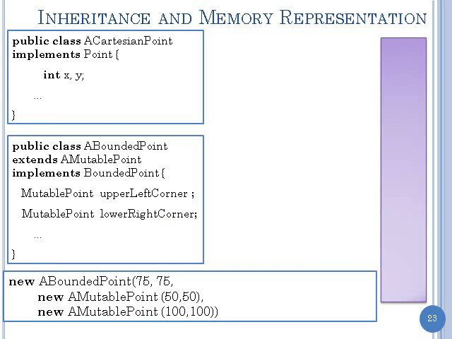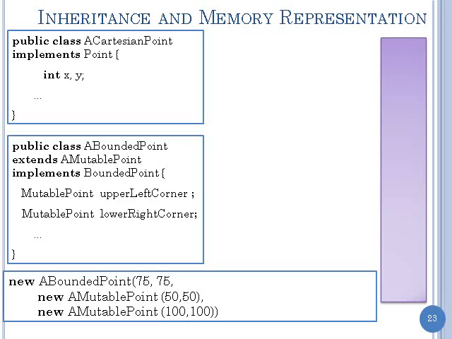Okay, so let's slow motion. I have a Cartesian point, I have a bounded point, and I say new bounded point 75, 75. Those are the first two parameters of the constructor. And then I have new Cartesian point 50, 50, and new Cartesian point 100, 100. I don't remember whether my parameters were Cartesian or mutable, so I might have a little issue here that these might have to be mutable points. But either way, the memory is about the same.